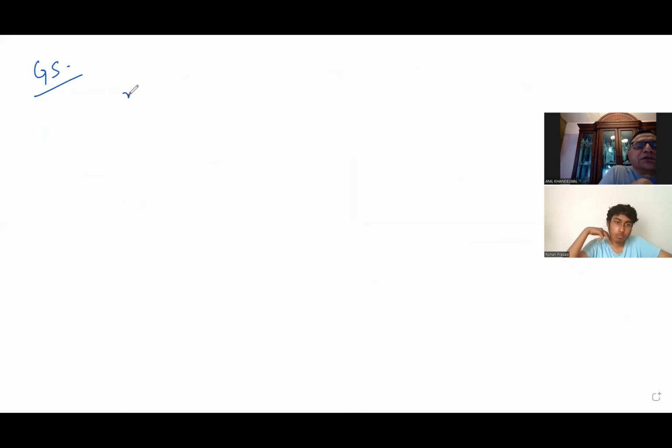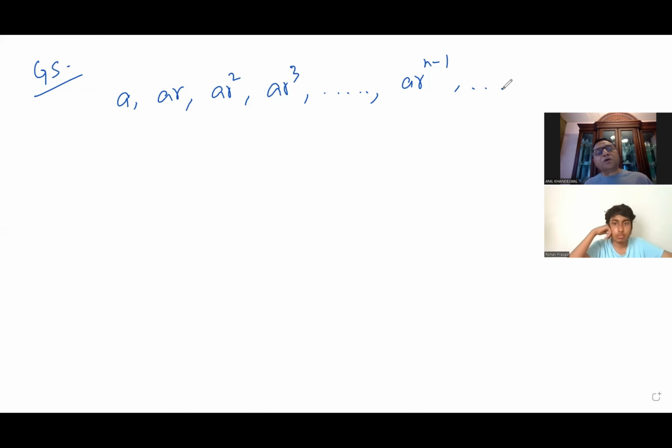In general, a geometric sequence is ar, ar squared, ar cubed, ar to the power of n minus 1, and so on, right? Now, what is the mean of these two? I mean, how do you relate ar with the other two? So I'll write down what geometric mean is, then it will make more sense.